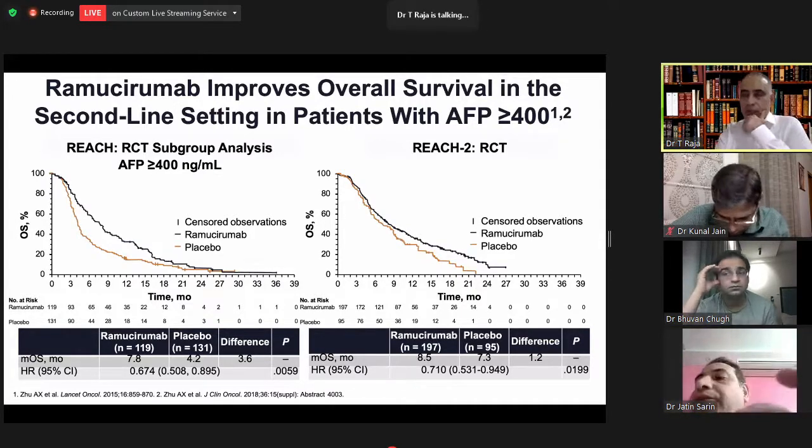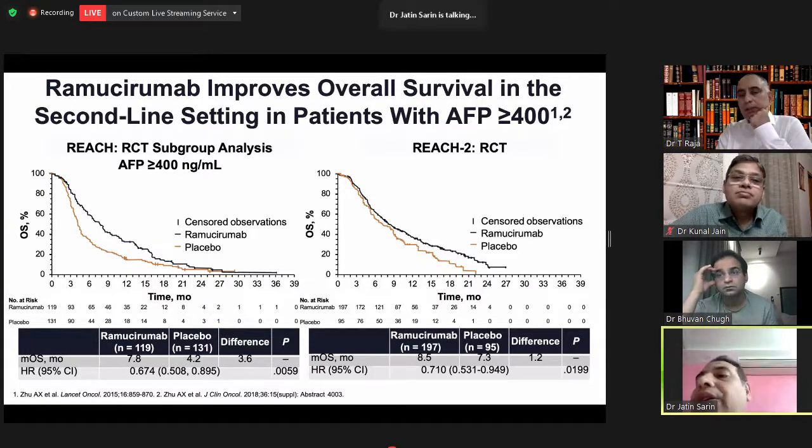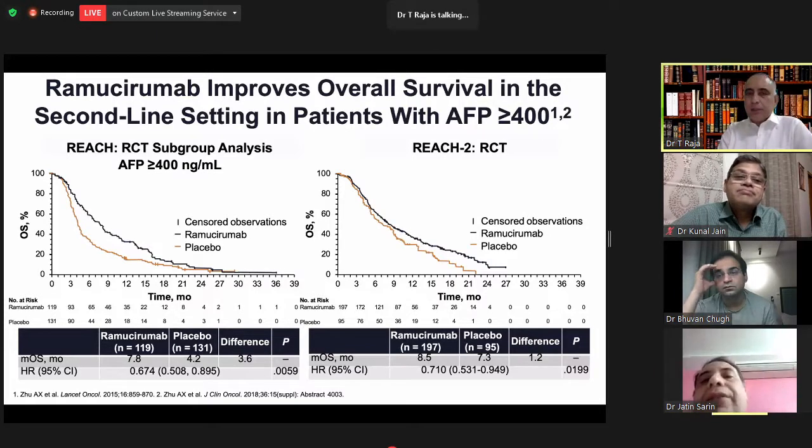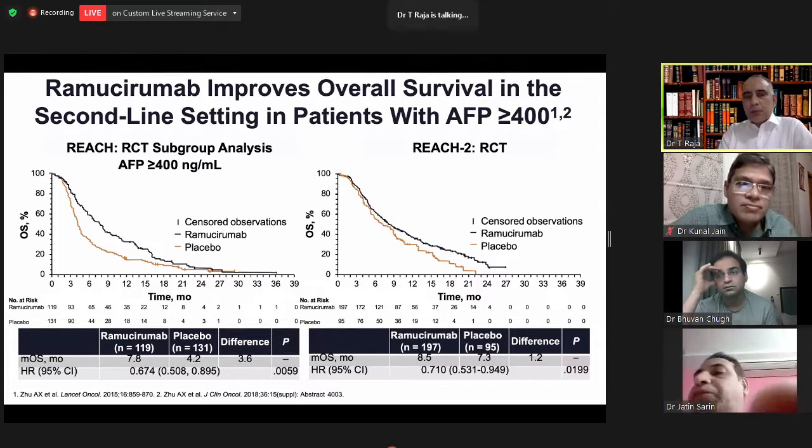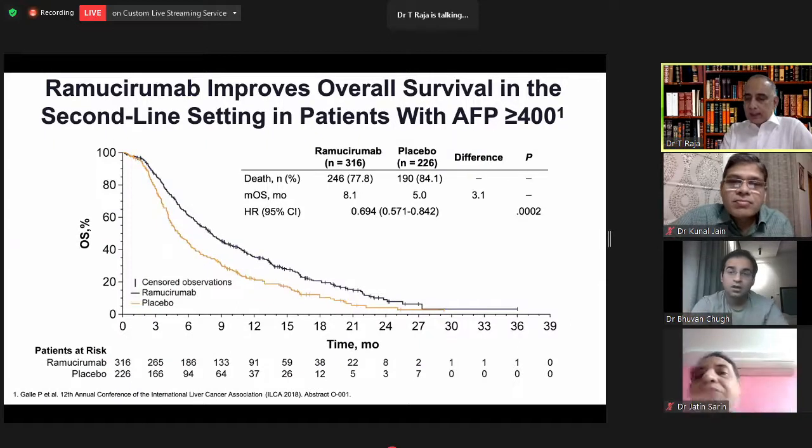Cabozantinib is an important drug. Availability is not there. I have used it on. Yeah. But very good availability is the issue. I agree. So, yeah. Any comment on Dr. Bhuvan on ramucirumab? Has it got any role?